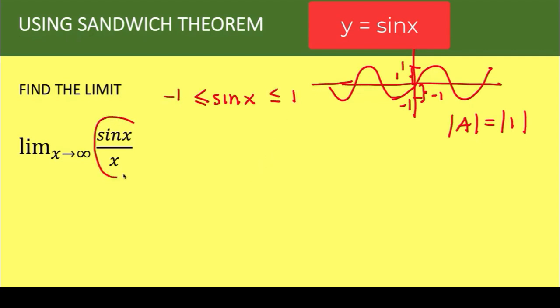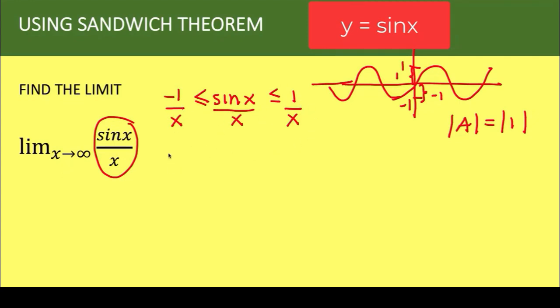Since the form that we want is sine of x over x, we can divide each term here by x. As long as x is greater than 0, that is a valid operation. We are not going to change the inequality symbol. And we know that x is a positive number because x is approaching positive infinity. So this inequality is valid.